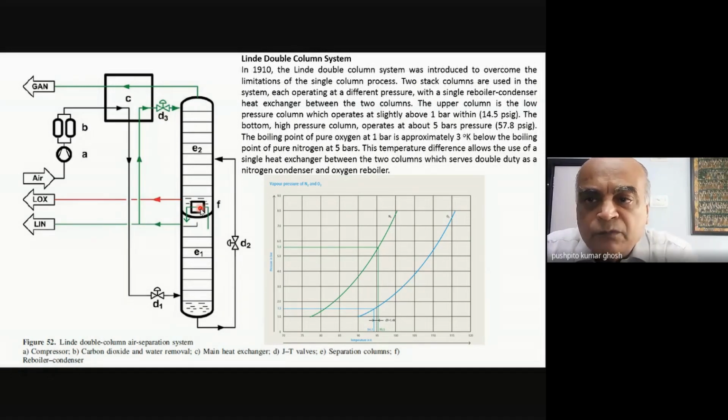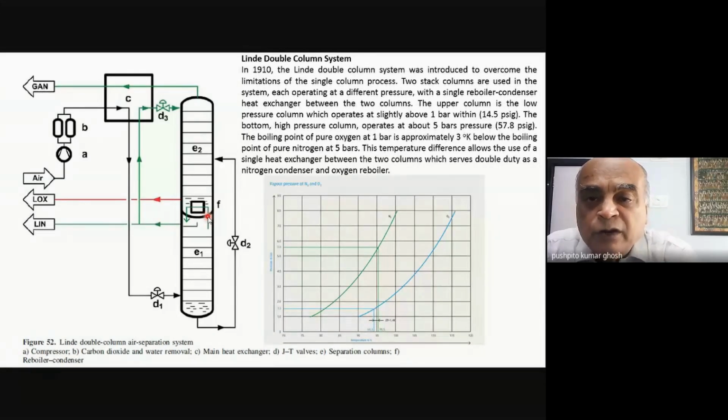Two stacked columns are used in the system, each operating at a different pressure with a single reboiler condenser heat exchanger between the two columns. This is what it is. This is the great innovation. The upper column is the low pressure column, which operates at slightly above 1 bar, let's say 14.5 psig. The bottom high pressure column operates at about 5 bar pressure, 5 to 6 bar.